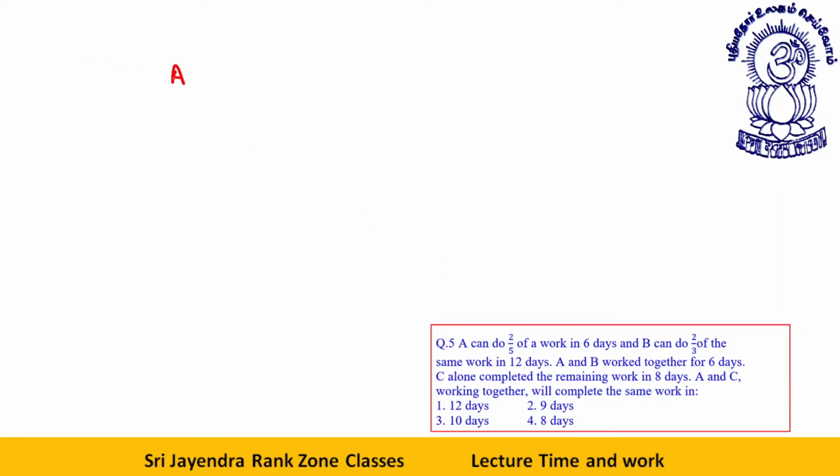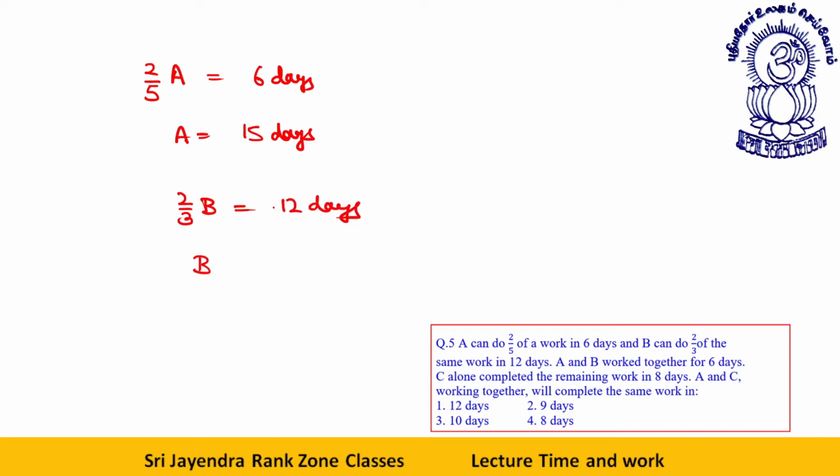Let's talk about A. A does 2/5 of a work in 6 days. So I can say A will do full work in 3 into 5, 15 days. B can do two-thirds of the same work in 12 days. So B's days will be 2 cancels with 12, gives me 6, that is 6 into 3, 18 days.